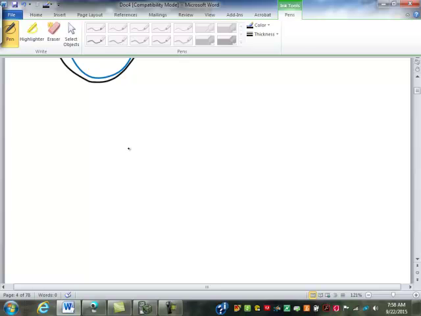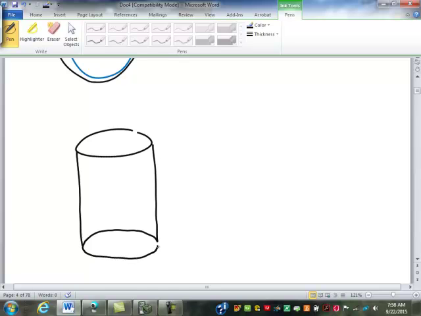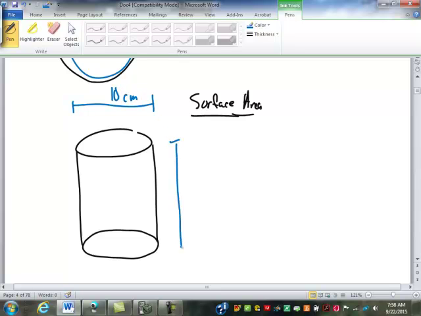Trying to figure out what I want to do next. A cylinder. If I look at surface area, what I'm looking at is the area of all the surfaces. So let's say this cylinder is 10 centimeters by 12 centimeters.